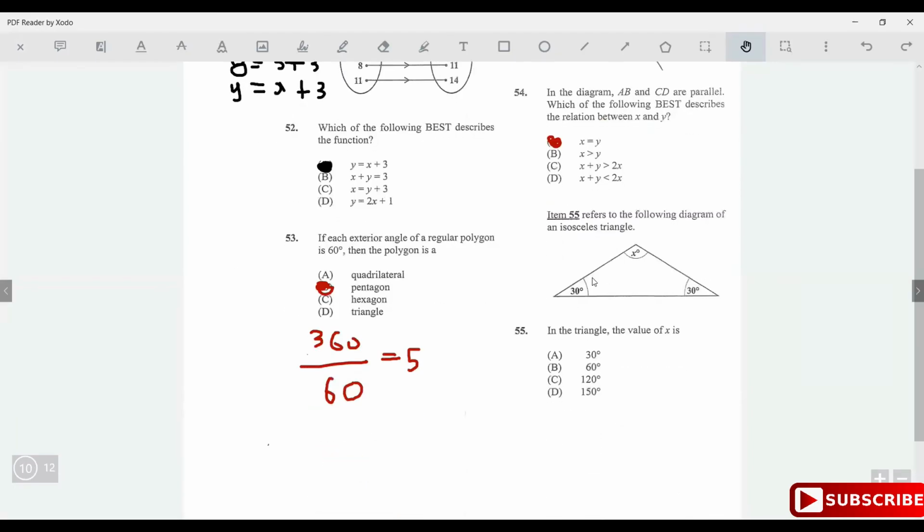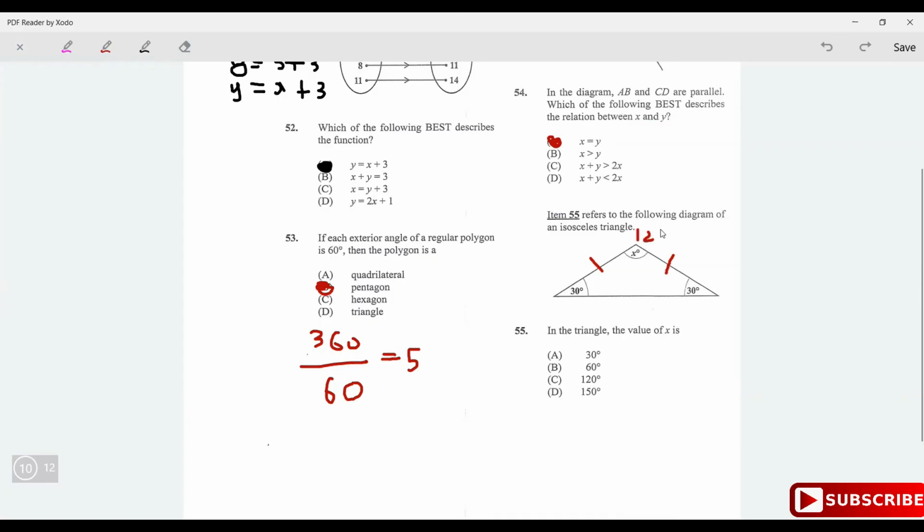Question 55. In this triangle, what's the value of X? If this angle is 30 and this angle is 30, this is an isosceles triangle. And X is just going to be 120, because we need the three of them to sum to 180. That's 60 plus 120 is 180. So X is 120. Easy question.